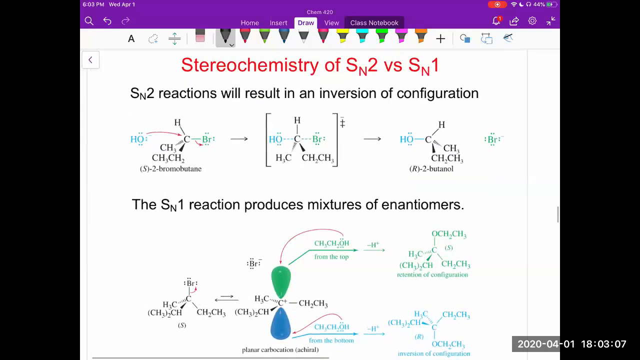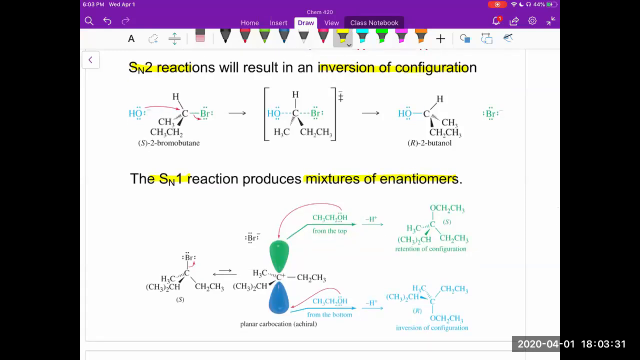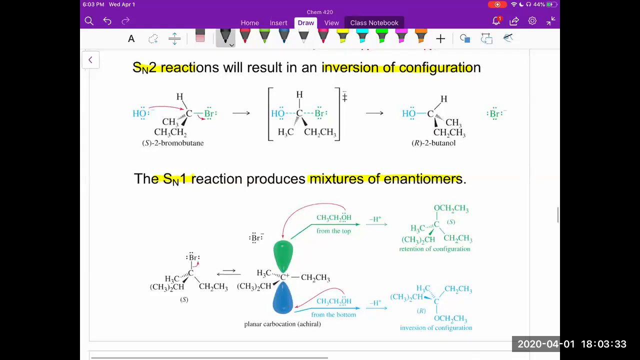Here we go. Just talking about the stereochemistry of the two. So it's a comparison, which we did sort of a little bit in our summary. SN2 reactions are straight out inversion. SN2, inversion. SN1, mixtures of enantiomers. And those mixtures are usually 50-50. So usually you have a racemic mixture.